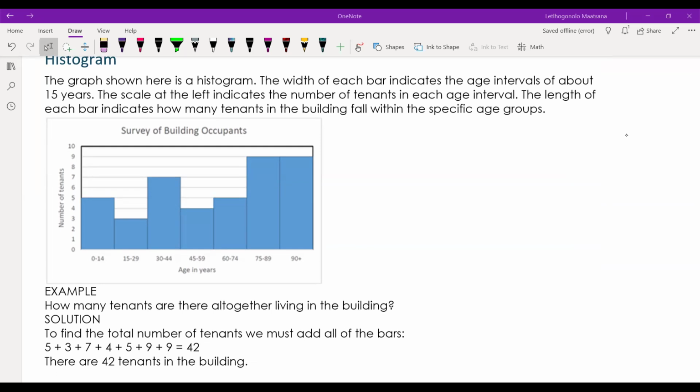So we see that between the ages of 0 to 14, we have about 5, between 15 to 29, 3, between 30 to 44, 7, between 45 to 49, 4, between 60 to 64, 5, between 75 to 89, 9, and with more than 90, we also have 9. If we add those all together, we'll see that there are 49 tenants living in the building.